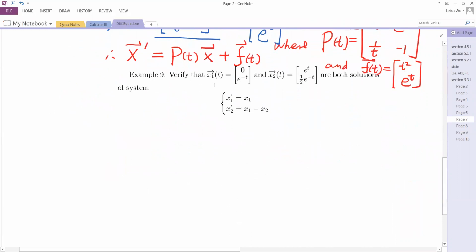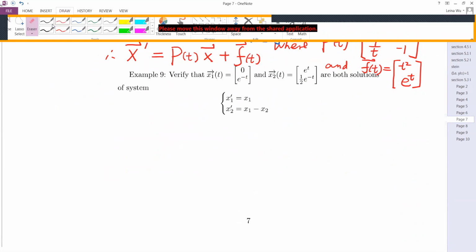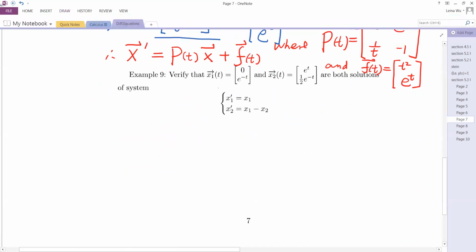Example 9: verify that vector x1 and vector x2 are both solutions to the system x1 prime equals x1, x2 prime equals x1 minus x2. Should that be easy? Okay, so there are two vectors, right? You have to make sure that both of these vectors satisfy this system.